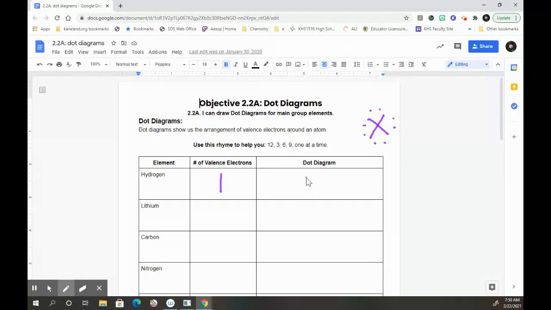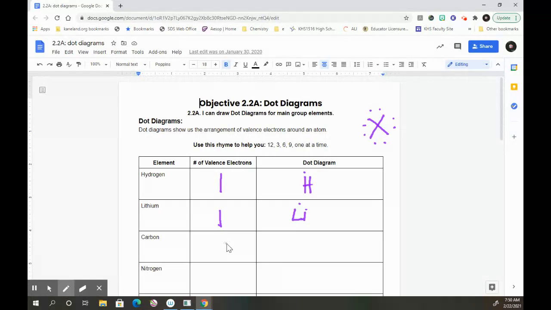So to draw the dot diagram, you draw the symbol. So the symbol is H for hydrogen, and it just has 1 valence electron. So you put 1 dot on the top of hydrogen like that, and that is it. That's done. Okay. Next up, we have lithium. Lithium is also in group 1a, so it also has 1 valence electron. So you want to draw the symbol for lithium, which is Li, and then draw 1 dot on the top of lithium to represent the 1 valence electron, and lithium is done.